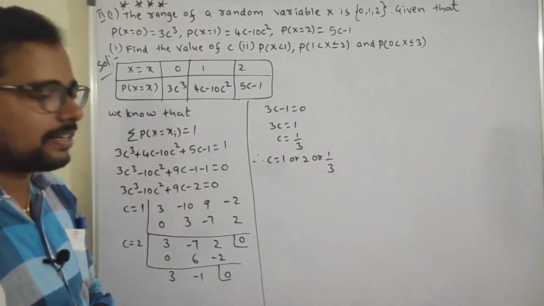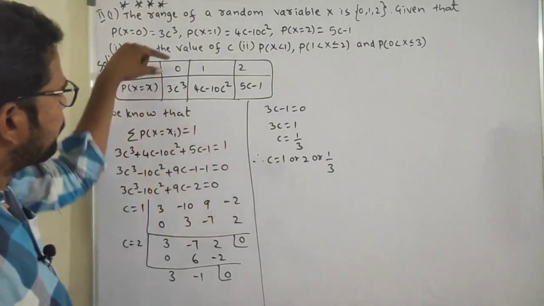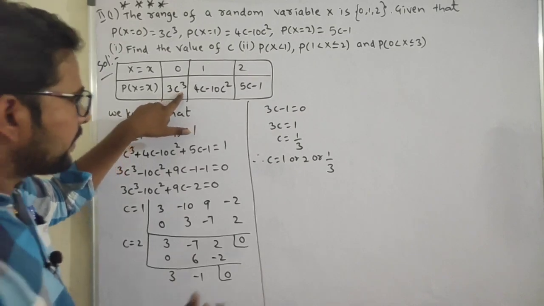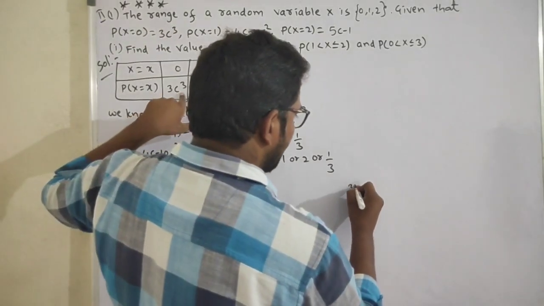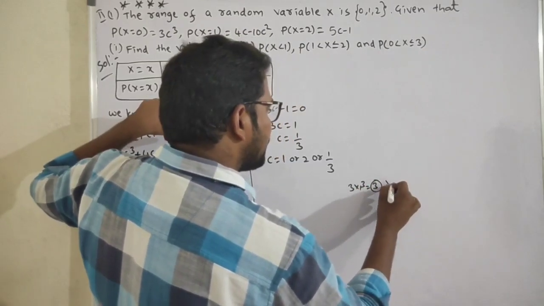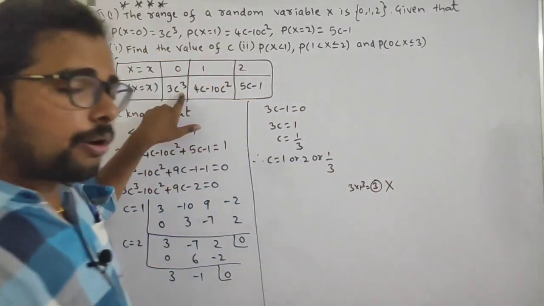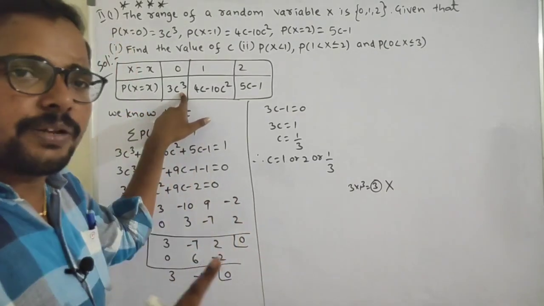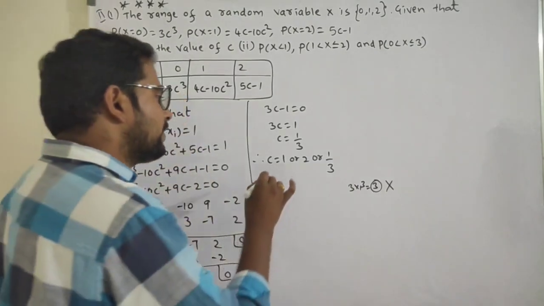Always less than 1. Take c is equal to 1, what is the probability of 0? 3 into 1 power 3. 1 power 3 is 1, so the probability is 3. So probability 3 is not possible. Probability is always less than or equal to 1. Definitely it must be less than or equal to 1. So c is equal to 1 is not possible.